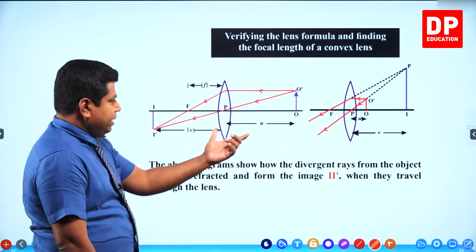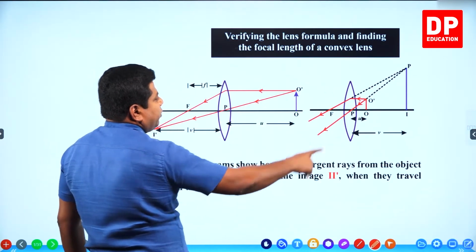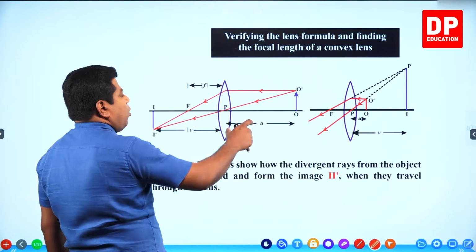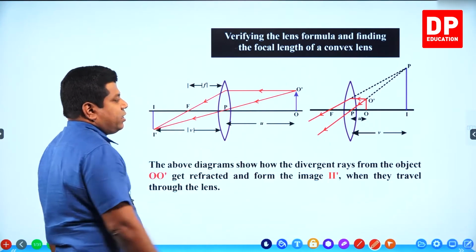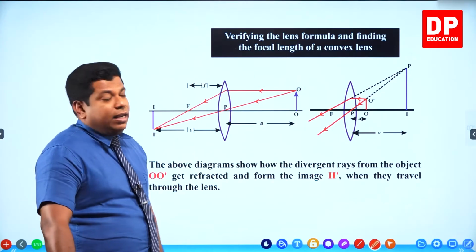So there are two cases, right? One is when you keep the object outside the focal length. One is when you keep it within the focal length. When you keep it outside the focal length, you get a real image. Take a note of that. When you keep the object outside the focal length, you get a real image.